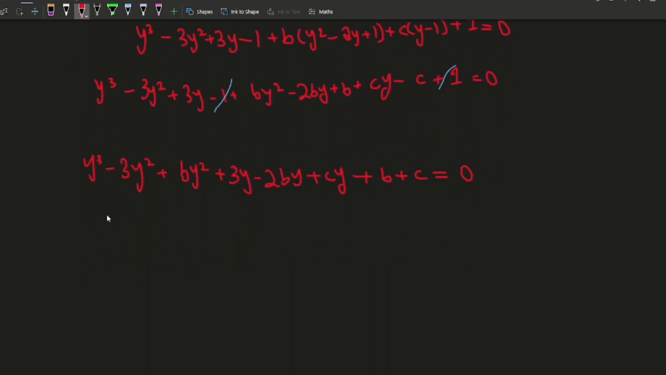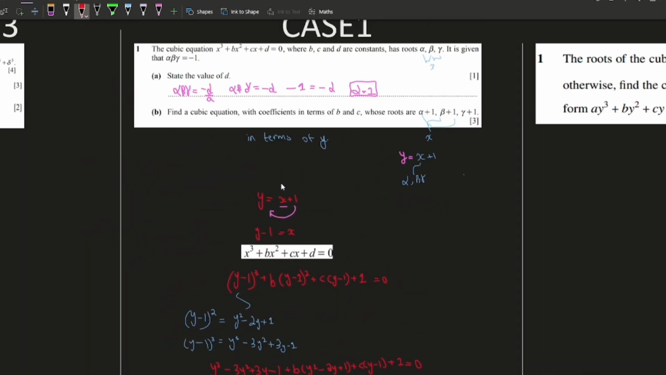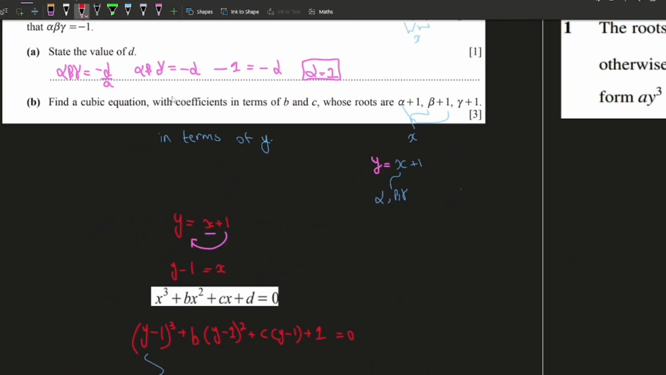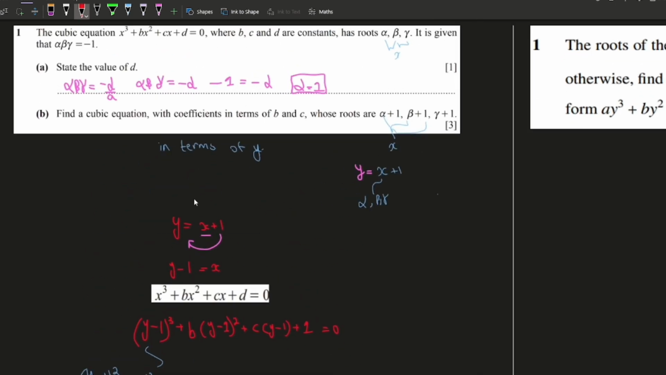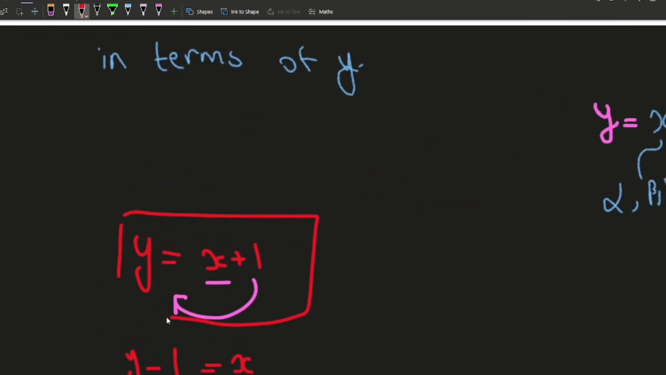Now let's take the y terms common. So this will be y cubed plus (b minus 3) y squared plus (3 minus 2b plus c) y plus (b minus c) equals to 0. So this is our equation for these roots. So this is how substitution works, and this method is known as substitution.